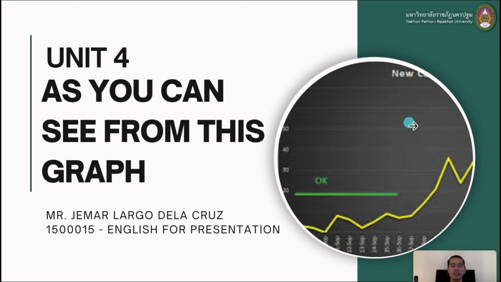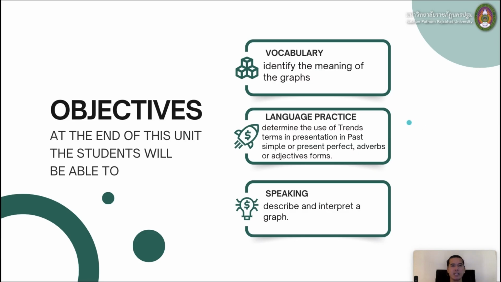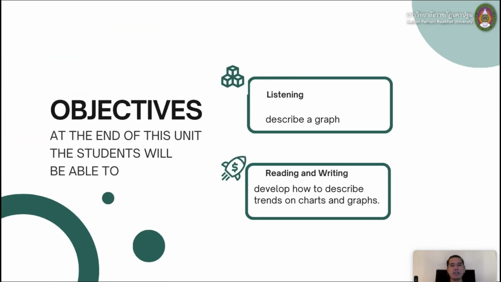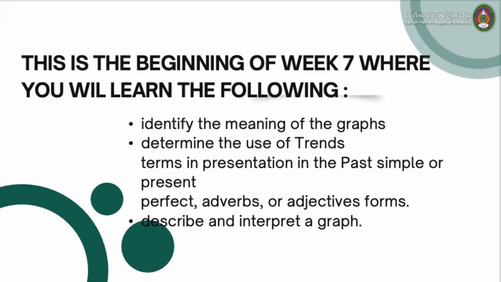All right, the objectives of this unit are: identify the meaning of the graphs for vocabulary, and then for language and practice, determine the use of trends terms in presentation in the past simple or present perfect, adverbs or adjective forms, and then describe and interpret a graph. And then next, for listening, describe a graph and develop how to describe trends on charts and graphs. These are our objectives for Unit 4.